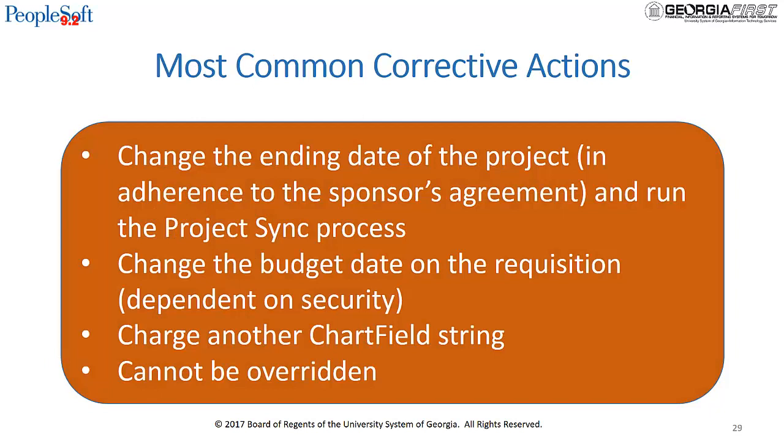To correct this issue, you can change the ending dates of the project and run project sync. You could change the budget date on the requisition, or you could charge another chart field string. Finally, any requisition that has a budget checking error will need to be re-budget checked after the error is corrected. These will also be picked up in the automatic batch job for budget checking.